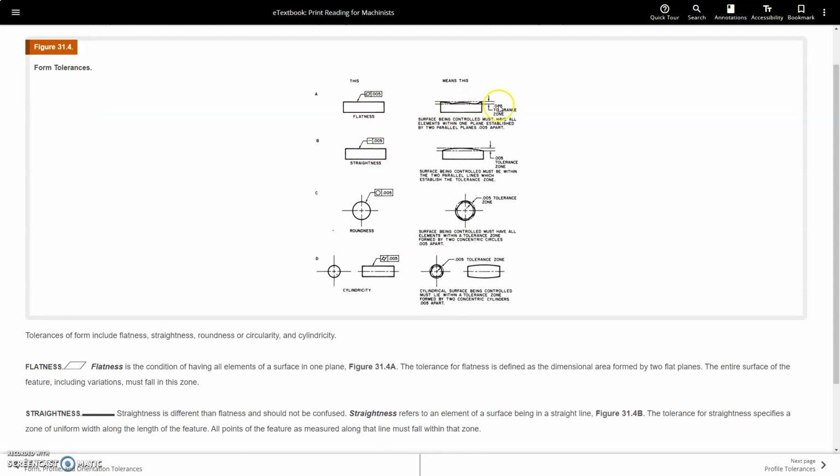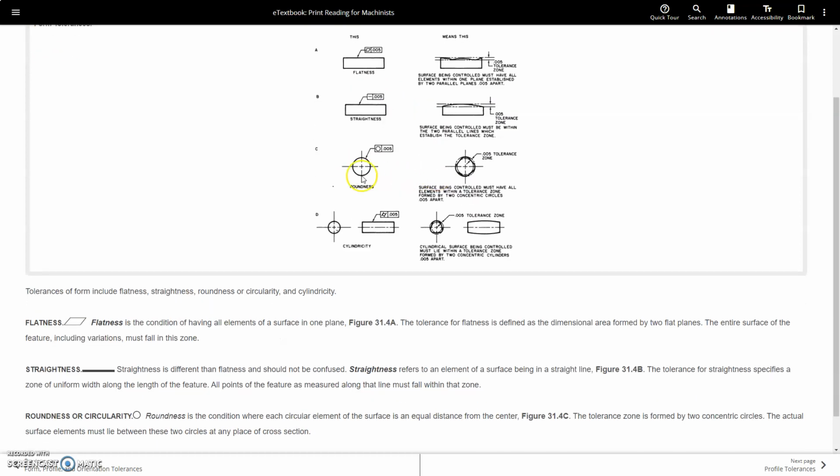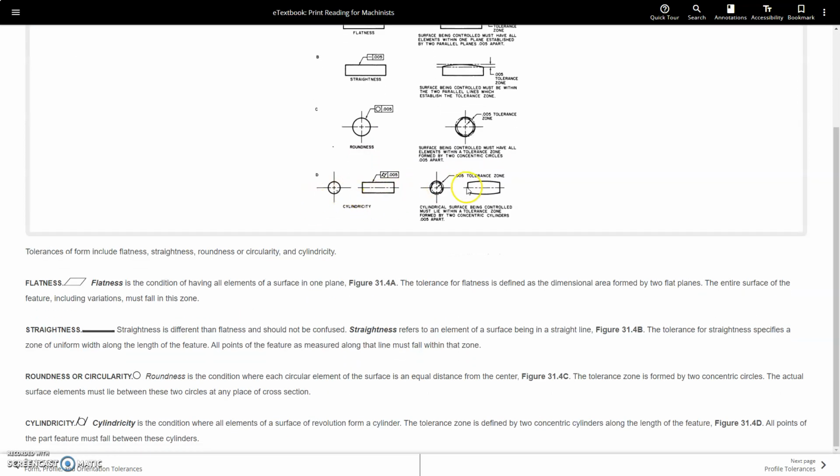So it can't be wavy more than 5 thou on that one. It's got to be within that zone. It's got to be roundness. It's going to have to be like that. And cylindrical, or concentricity, it's going to be like that.